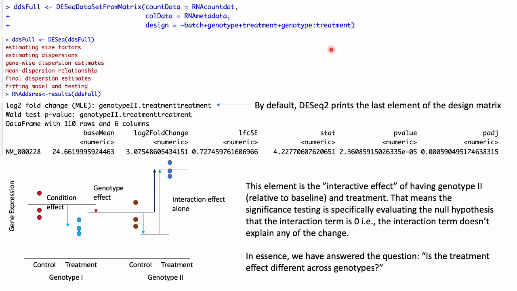I want to make one more note about this process before we move on. We set out to answer this question: is the treatment effect different across genotypes for each gene? That means what we're actually testing here is a null hypothesis that the interaction effect is 0. In other words, that the light blue arrow is equal to the dark blue arrow. Since the dark blue arrow is clearly much different than the light blue arrow for this gene, the resulting interaction term, the green arrow, is very large, and thus this is a significant gene call as indicated by the p-value.